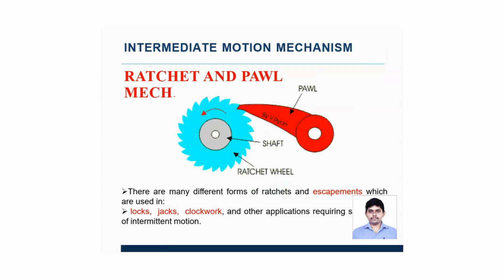So generally this is the ratchet and Pawl. Here you see the ratchet is just like a cutting blade, like a motor cutting blade, and here this is the Pawl. There is an intermittent motion. When the ratchet takes a rotation, intermittent locks take place. There are many different forms of ratchets and escapements which are used for locks, jacks, as well as clockwork and other applications requiring some form of intermittent motion. So this is one kind of intermittent motion mechanism.